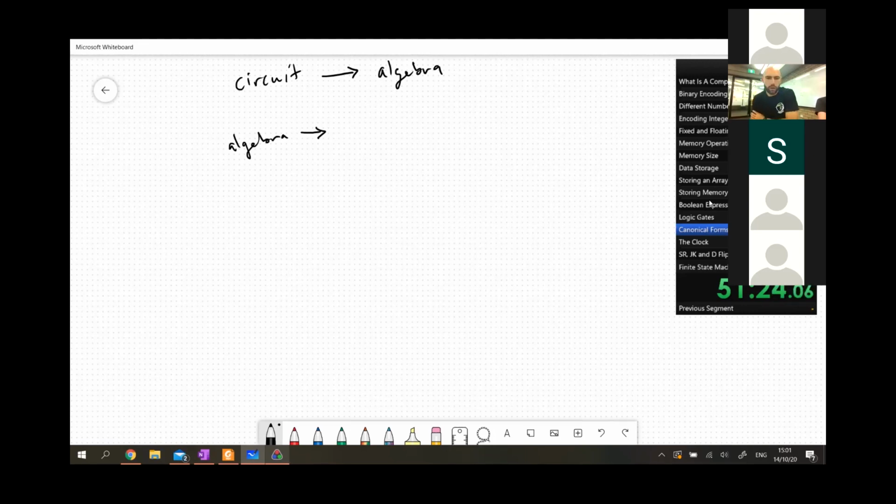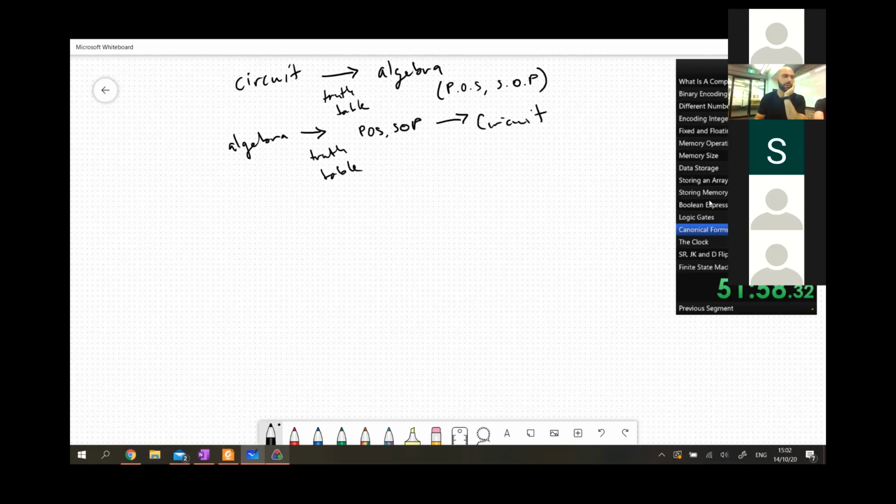Okay. All right. So circuit to algebra, this in-between step is truth table. And the algebra is going to be our product of sums or sum of products. And then if we've got an algebraic expression and we want to find out what the circuit is, we have to go to algebra, we do our truth table, we get our product of sums, sum of products, and then we build a circuit from there.